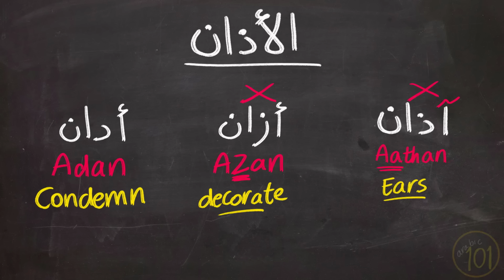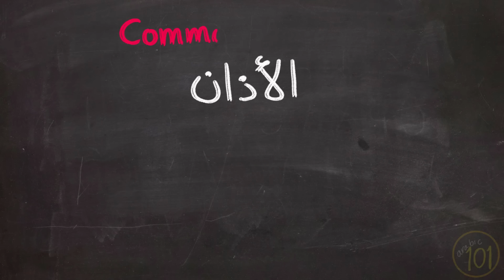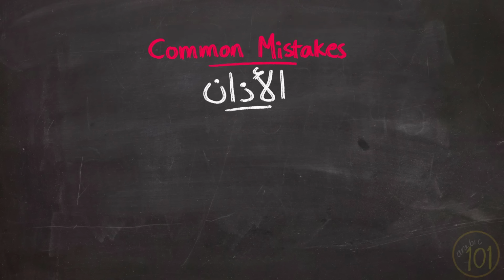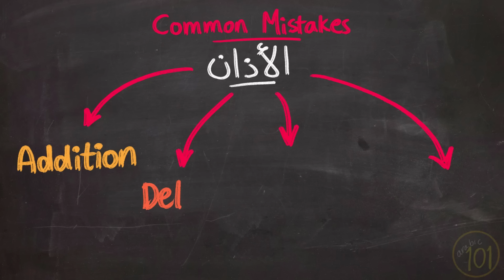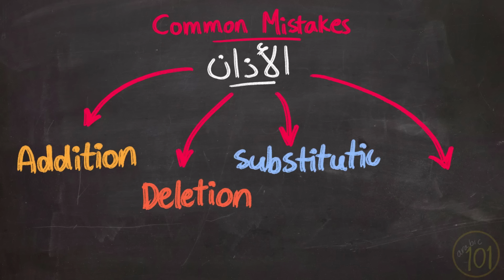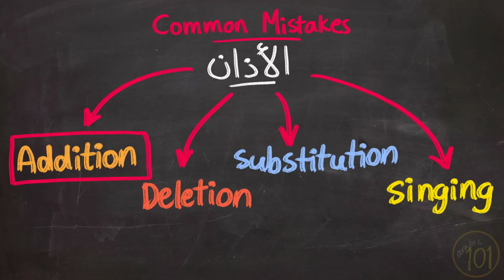Although these are not serious mistakes that have consequences, we should at least know the proper name of the ibadah that we are performing. Now let's get down to the adhan itself. There are 4 types of mistakes that we will be discussing: addition, deletion, substitution, and singing. Let's start with the first type of mistakes, which is the mistakes of addition.